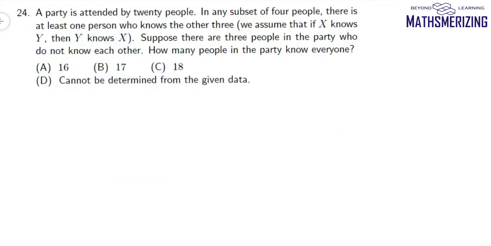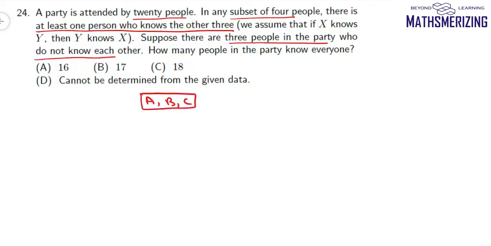Now question number 24, it says a party is attended by 20 people. In any subset of 4 people, there is at least one person who knows all the other 3. Now suppose there are 3 people in the party who do not know each other, then how many people in the party know everyone? So suppose we know there are 3 people A, B and C who do not know each other, and then there are other 17 people.